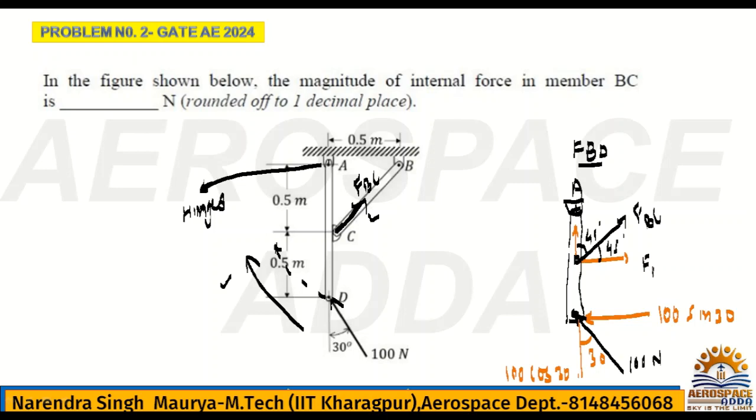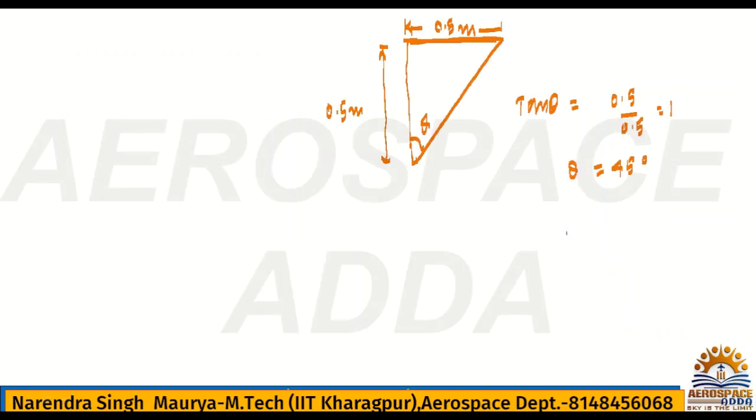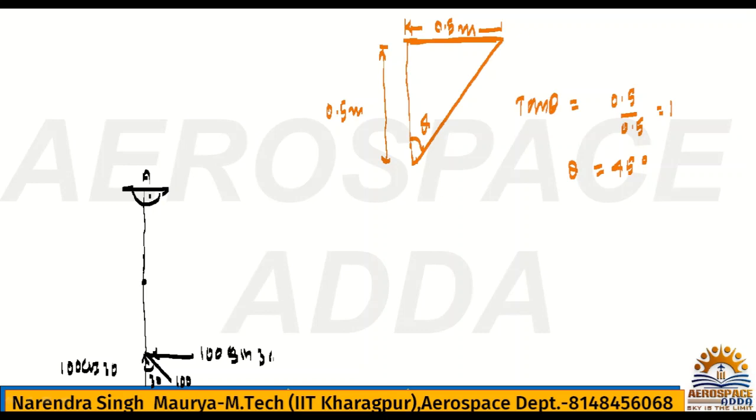Now resolve this force: this is F_BC cos 45, and here also F_BC sin 45 in the vertical direction. Now all the forces, if you check in this case, I can take this as point A, and this is 100 Newton. This will be 100 at 30 degrees in the vertical direction, so it's 100 cos 30, and this is 100 sin 30.